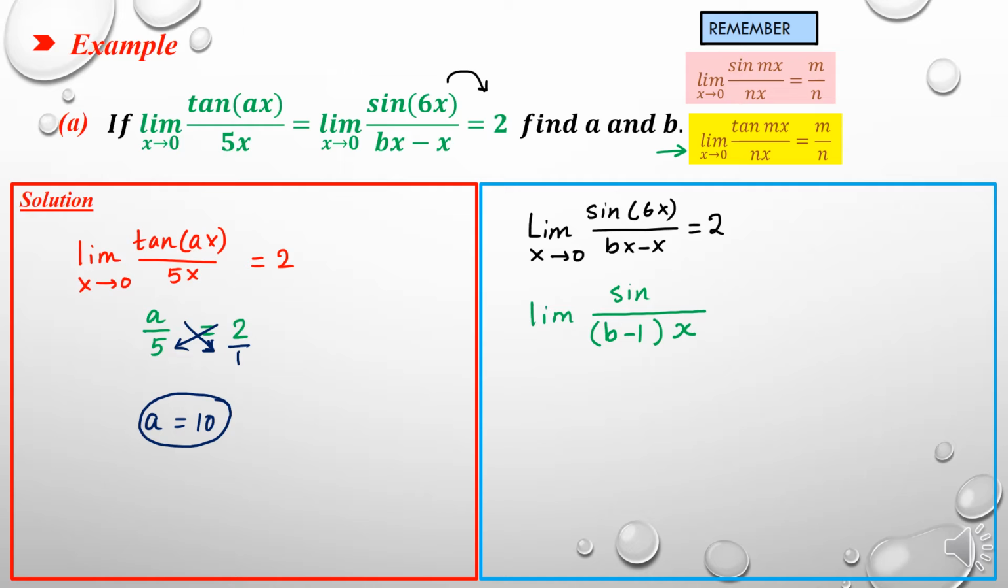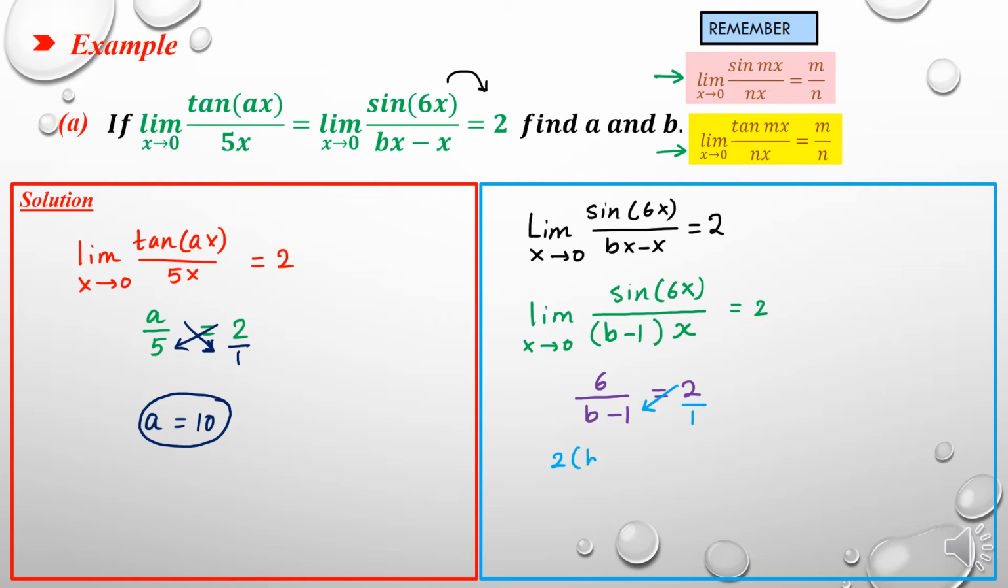Up we have sine 6x over x when x goes to 0, and this equals 2. So you have to use this fact again. To find this limit, you have to take the coefficient of x up, divide by the coefficient of x down, and this equals 2. Now you have to write 2 as 2 over 1, and you have to do cross multiply.